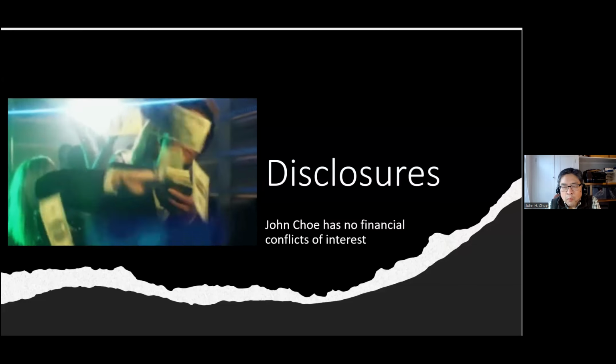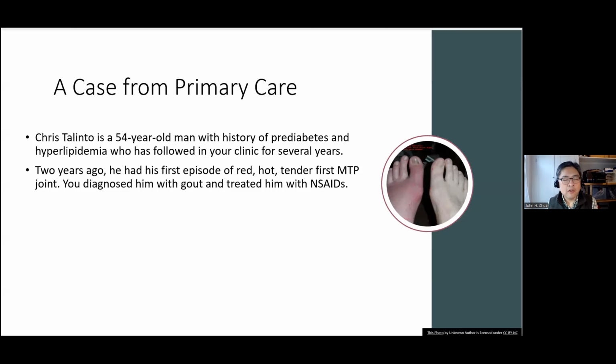But let's frame this with thinking about a case from primary care. And as we talk about clinical guidelines, I want you to keep in mind the idea of this case, because we're going to be talking about some clinical practice guidelines that might impact your care of this patient. And so this is your patient, Chris Talon-Toe, a 54-year-old man with a history of prediabetes, hyperlipidemia. You've followed him in your clinic for several years.